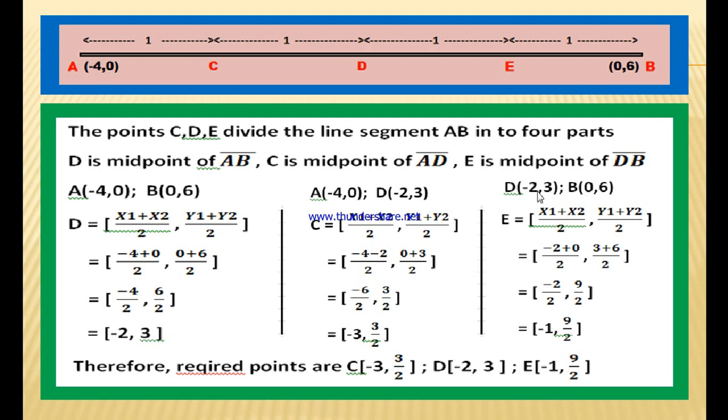Now E is equal to (x1 plus x2) by 2 and (y1 plus y2) by 2. Minus 2 plus 0 by 2, 3 plus 6 by 2. Minus 2 plus 0 is minus 2 by 2, 3 plus 6 is 9 by 2. Minus 2 by 2 is minus 1 and this is 9 by 2. Therefore, the required points are: the coordinates of C are (minus 3, 3 by 2), the coordinates of D are (minus 2, 3) and the coordinates of E are (minus 1, 9 by 2).